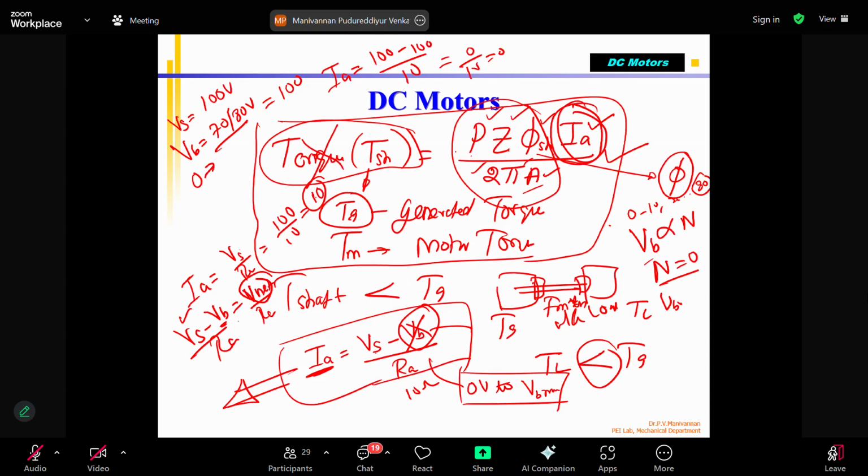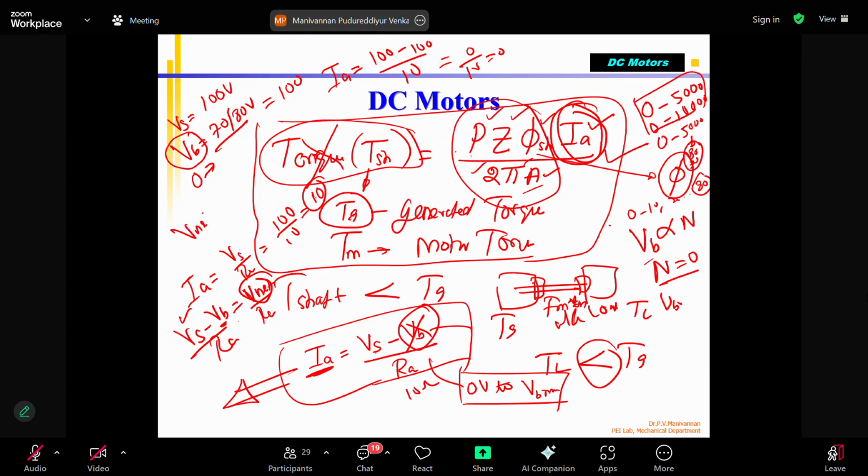So, when designing the motor, the manufacturer sees the maximum VB generated by the motor at the maximum speed. The motor speed will vary from, for example, 0 to 5,000 RPM. A small DC motor can go up to 10,000 or 20,000 RPM also. But an industrial, bigger motor may go from 0 to 5,000 RPM, correct? At 5,000 RPM, it may generate only 80 volts or 70 volts. Otherwise, IA will become 0.